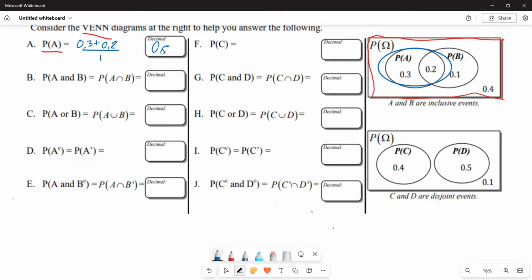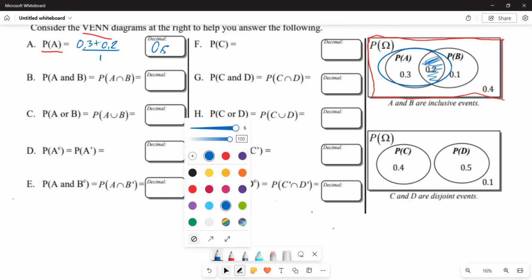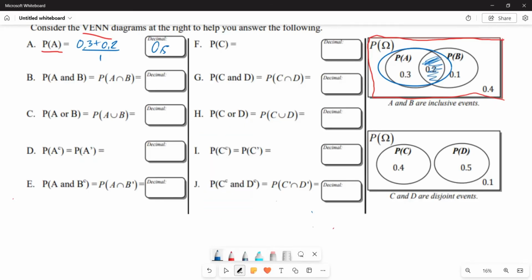Now they want you to find out the probability of A and B. Remember, I said from the shading, A and B, we are only looking at the inner shading, right? Are we together? We are looking at that particular inner shading. So make sure that you can identify what you are looking for. So it's going to be this 0.2.